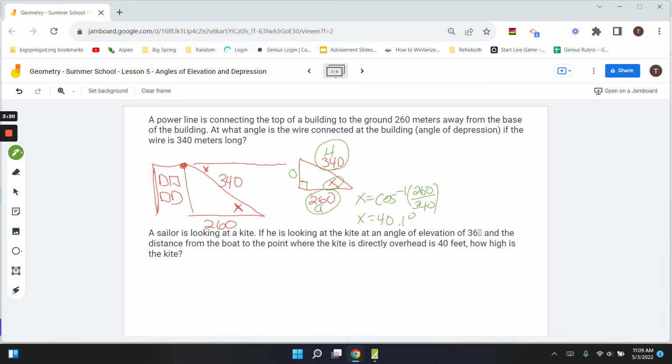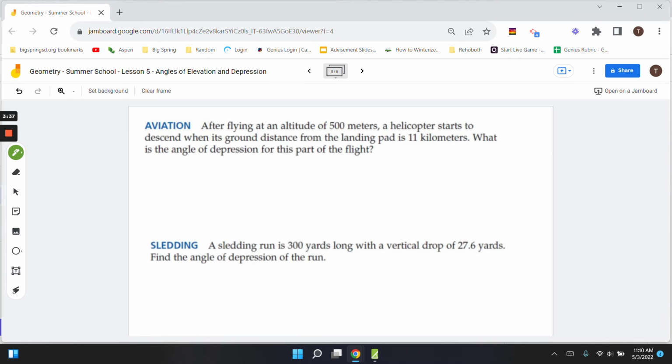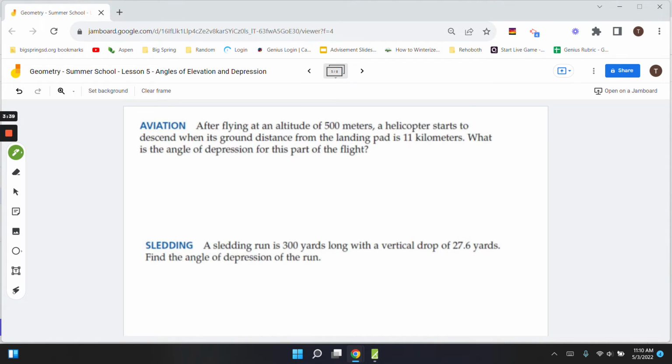So let's look at this one. After flying at an altitude of 500 meters. Altitude means height, so we have a height of 500 meters. A helicopter starts to descend when its ground distance, so here's the ground, is in kilometers. What is the angle of depression? Now remember, technically that would go up here. But because of parallel lines, alternate interior angles, and I know you don't know that yet, it can also go here. It's the same angle. So that's what we're looking for.